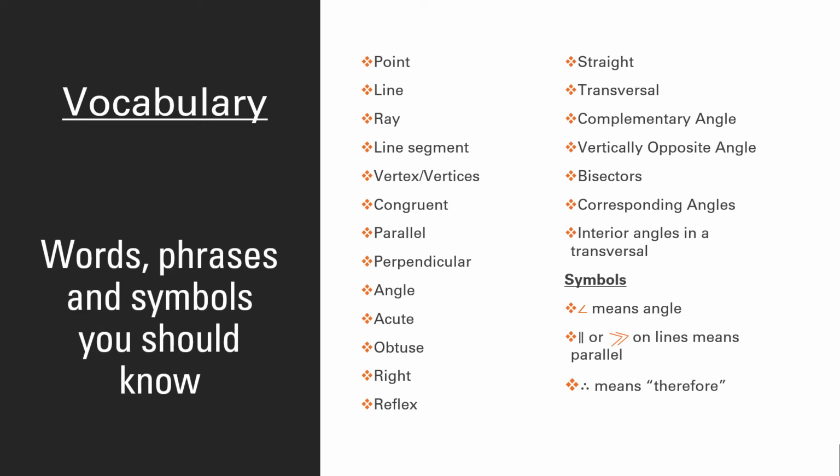Here's a list of different words that we use when we are talking about geometry, especially when we're talking about lines and angles. In the bottom there, you'll also see some symbols that are going to come up. It'll be important for you to come back to this slide and just check out these words and make sure that you're familiar with them.